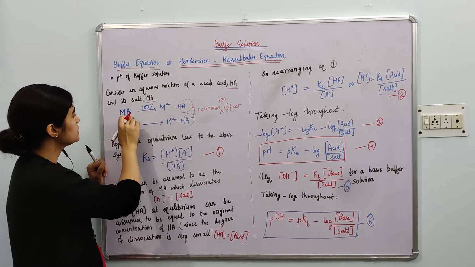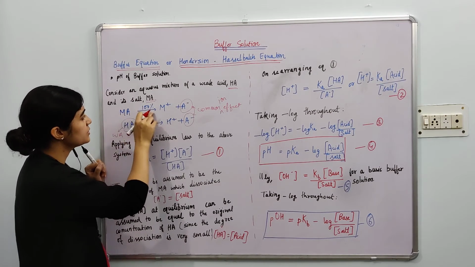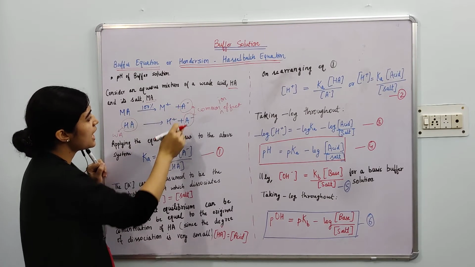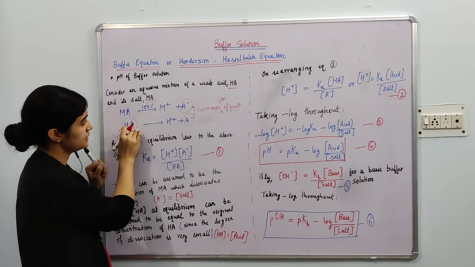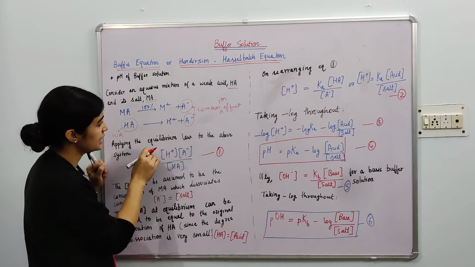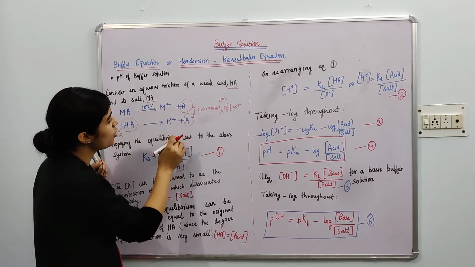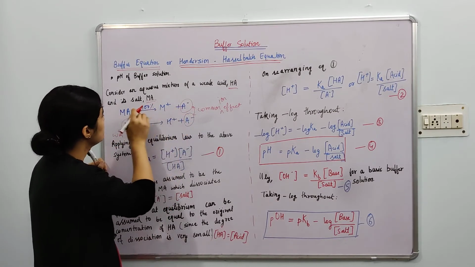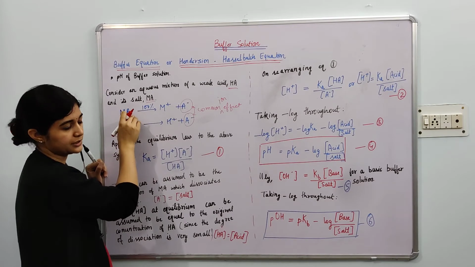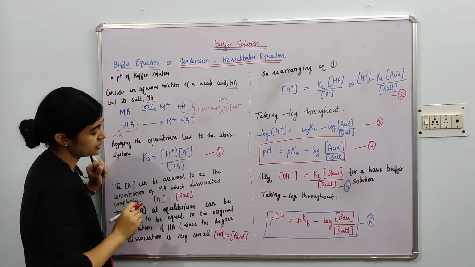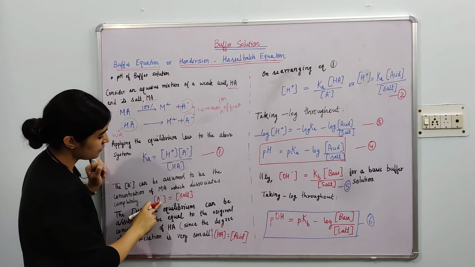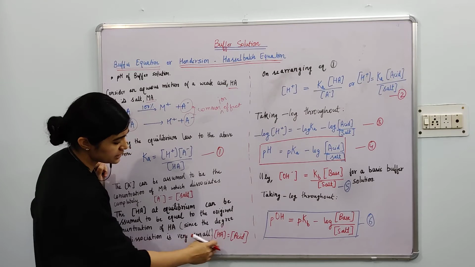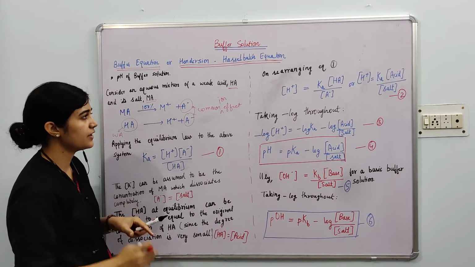Similarly, since this salt MA is 100% getting dissociated into M positive and A negative, and the contribution of acid toward the A negative is negligible, we can say that the concentration of A negative ion is equal to that of the initial concentration of the salt. So A negative concentration is equal to concentration of salt. Similarly, concentration of HA can be written equal to the concentration of acid.